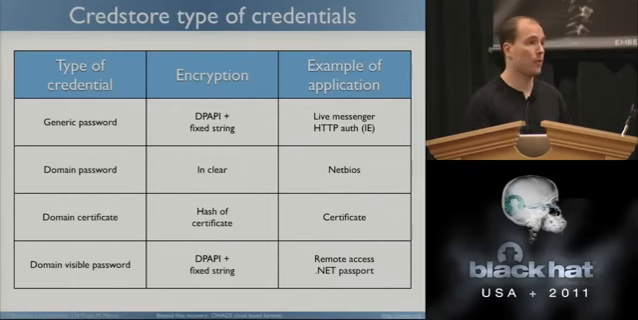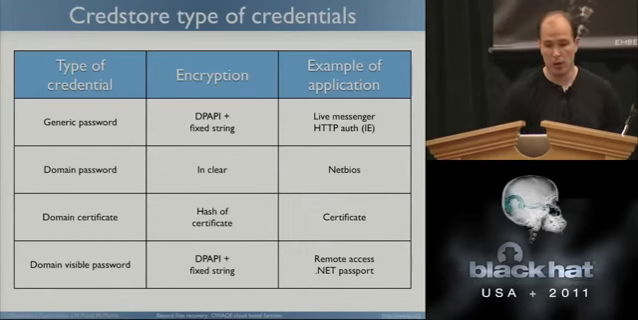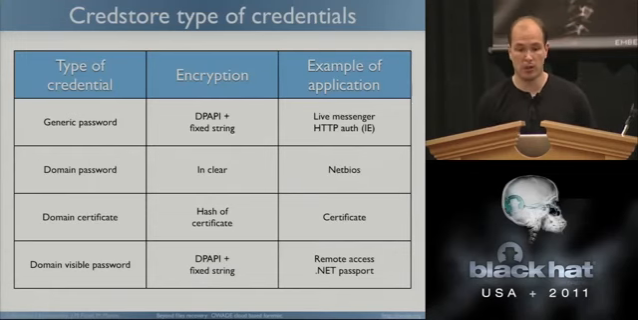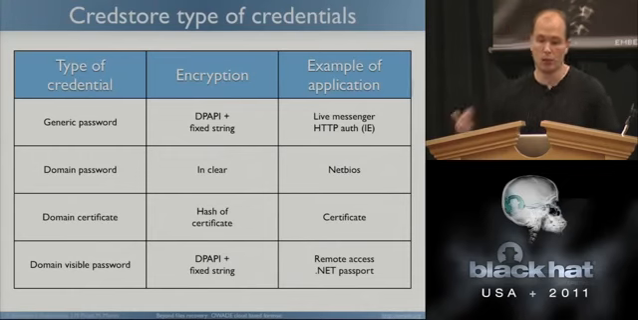It's used by Live Messenger, which is the IM client from Microsoft. The domain passwords are just stored plainly in the cred store, and are used, for instance, for NetBIOS passwords. The domain certificate is only used for Active Directory, and they basically only store the hash of the certificate. And the other one, which is very interesting for us, is the domain visible password, which uses DPAPI plus another fixed string that you have to pull out from the registry. And it's used for remote access passwords and also for the .NET Passport, which was used by Microsoft.